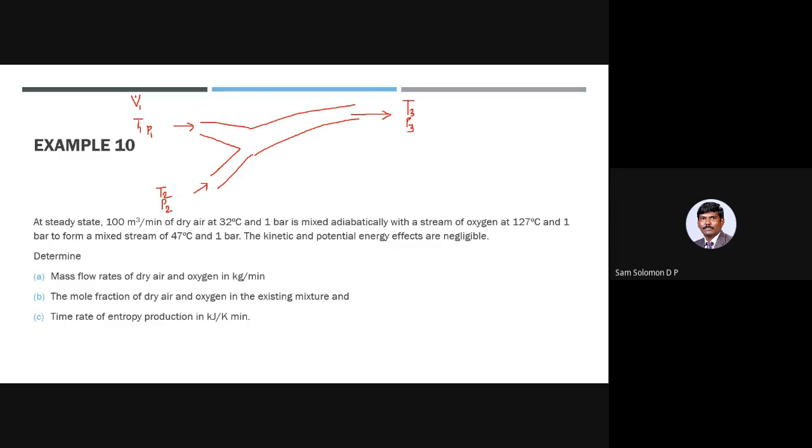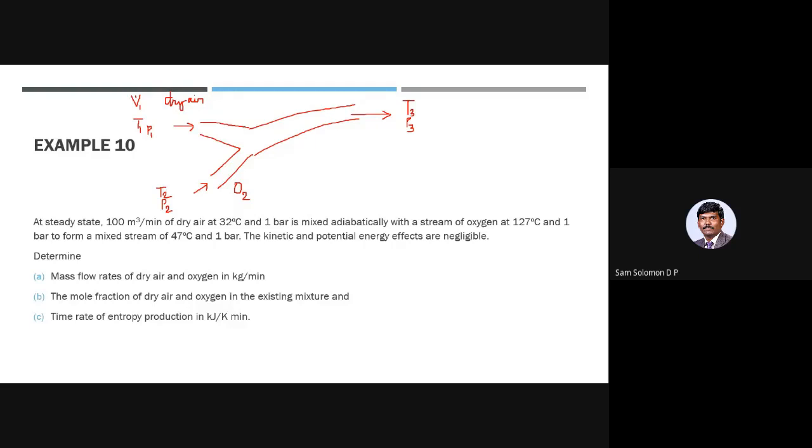And what is given to you is dry air. So the constituent here is dry air, and the constituent for the second stream is oxygen. So for oxygen, you know the molecular mass is 32. For dry air, it is 28.97. So that is something you should remember. Molecular mass of air is 28.97. But that is not necessary because you know that R of dry air is going to be 287. So molecular mass you need not worry about. So R equal to 287.